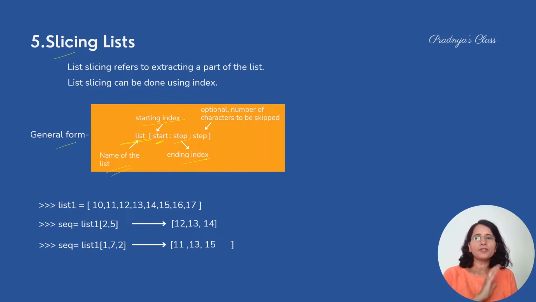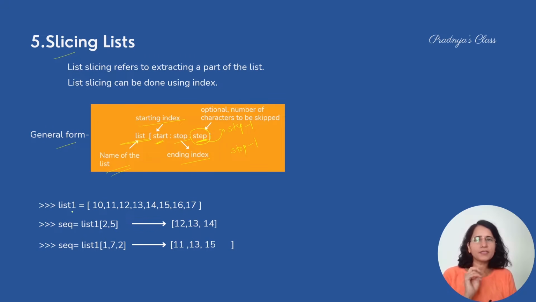The upper limit we don't include, so it will take till stop minus 1. And the last parameter is step. Step is the number of characters to be skipped. Here also we don't take step, we take step minus 1. So while slicing, it will skip the number of elements specified by step.